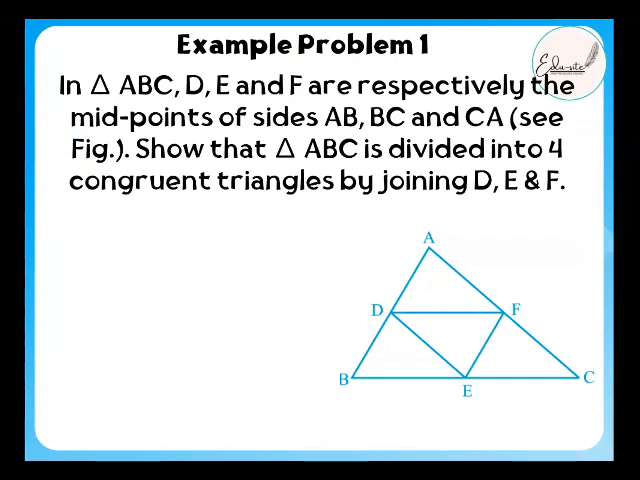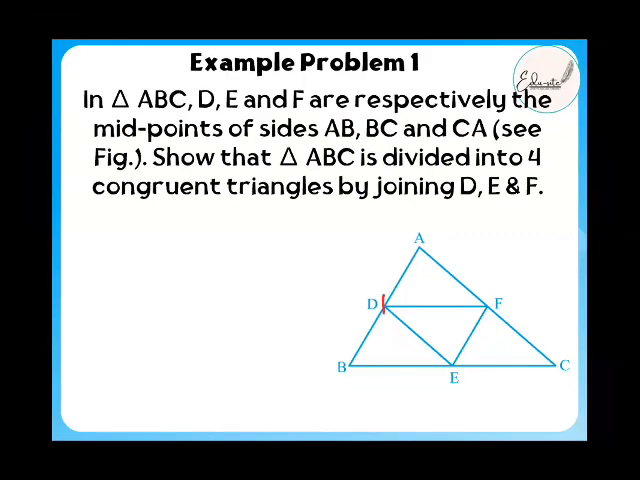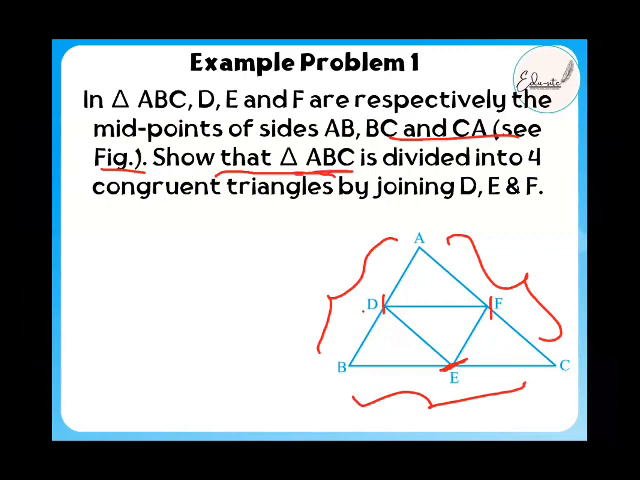In triangle ABC, D, E, and F are respectively the midpoints of sides AB, BC, and CA. Okay, we have midpoints. For AB, D is the midpoint. For AC, F is the midpoint. For BC, E is the midpoint. These things are already given. Now show that triangle ABC is divided into four congruent triangles by joining D, E, F.